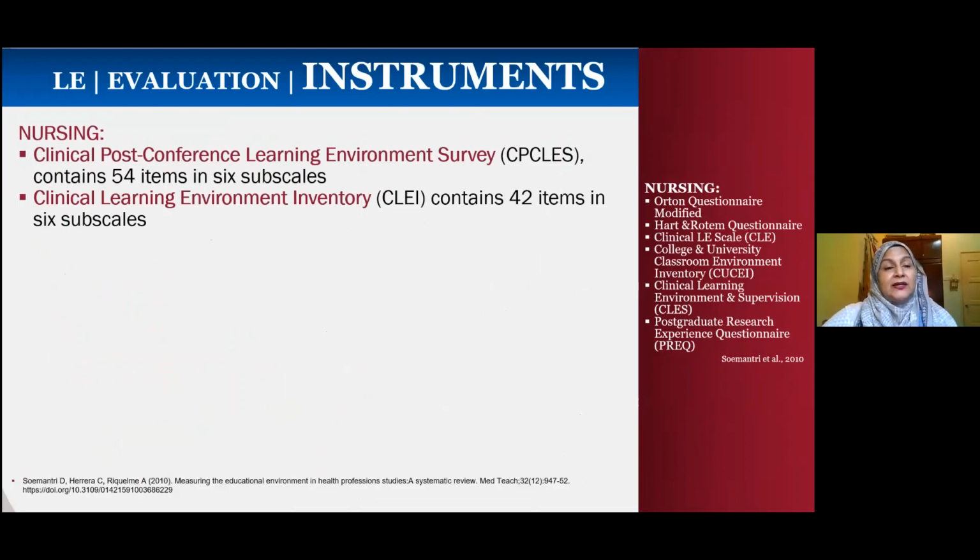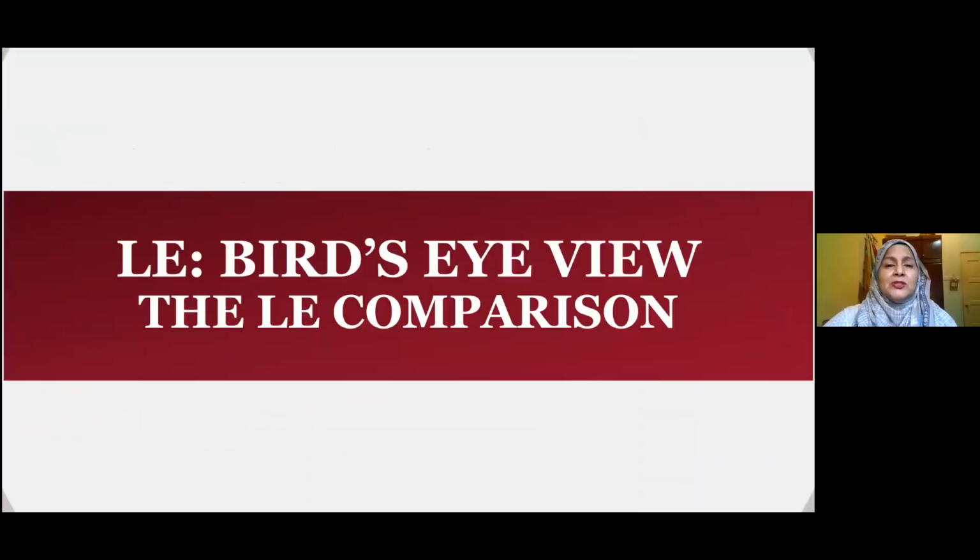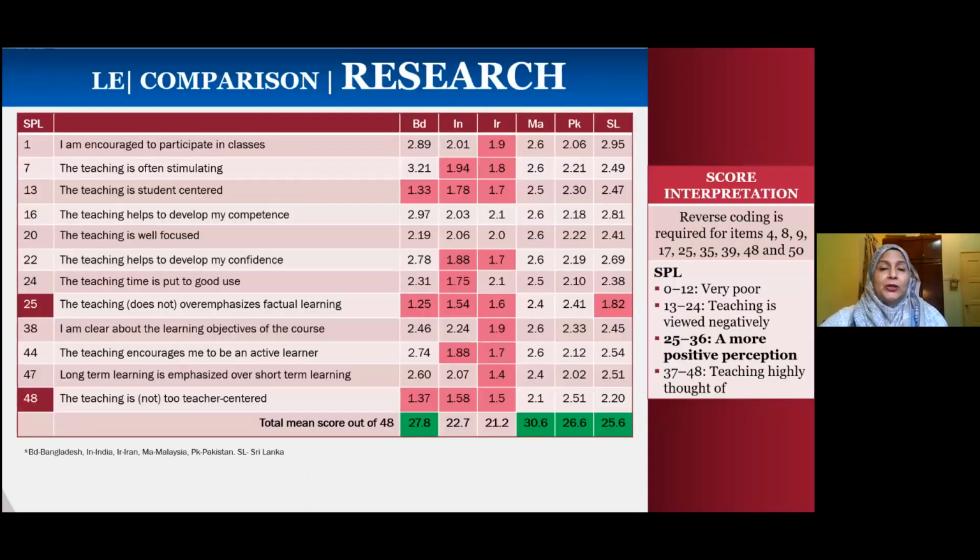Then for nursing, there are some. If we have some nursing people over here, these are some of the nursing ones. And for dentistry, there are a number of scales. Normally, when we want to do some research, we are looking for good scales. So this was just the idea to provide you with a list of some of those instruments. Now we do a comparison. This is the last component.